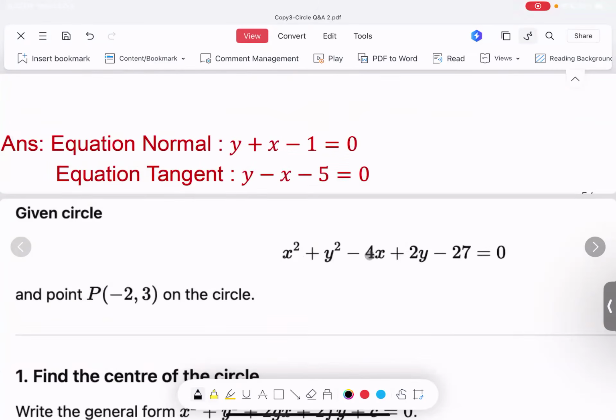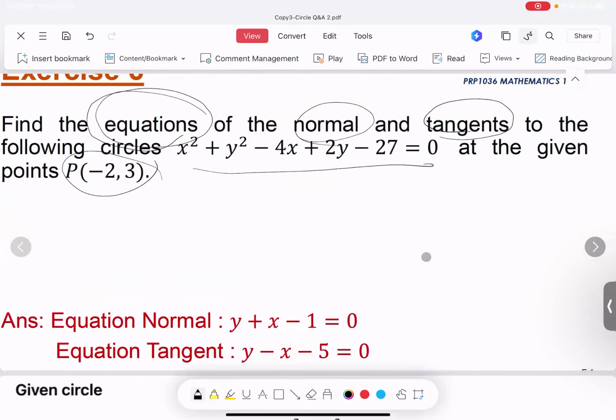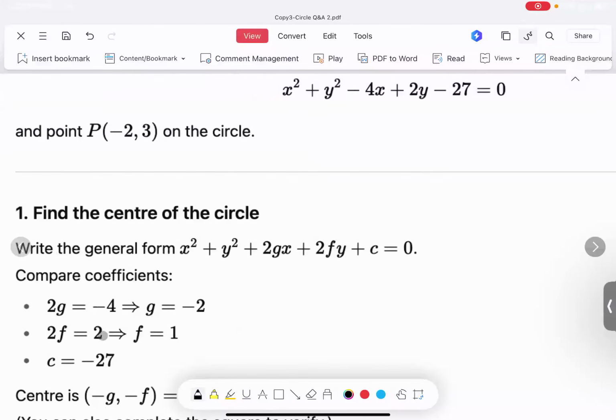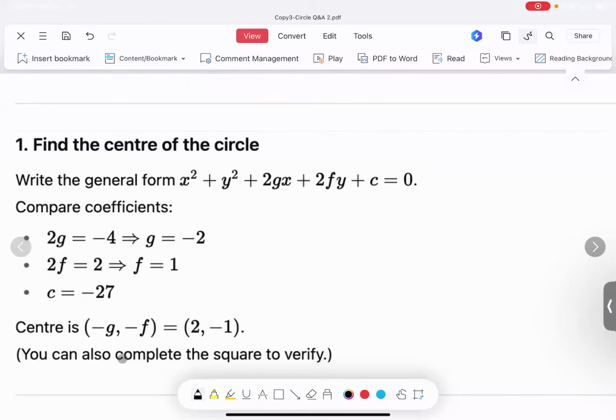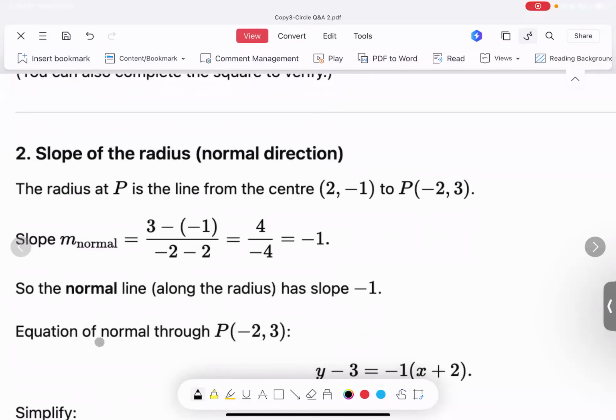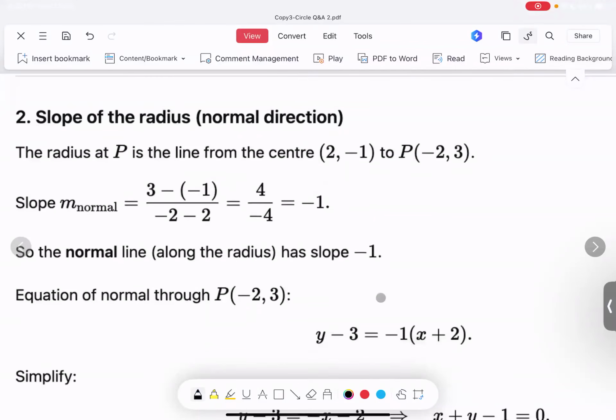Let's see here. Given this is the equation and this is the point, find the center of the circle first, using the method from just now. You find your center is (2, -1). And then find the equation of the normal through P. You find your gradient, and the normal line has slope negative 1. So now y minus 3 equals negative 1 times x plus 2.